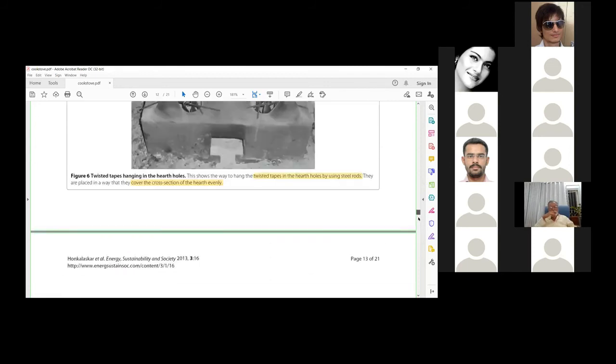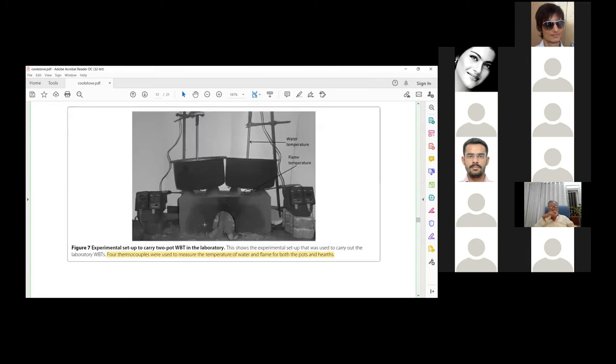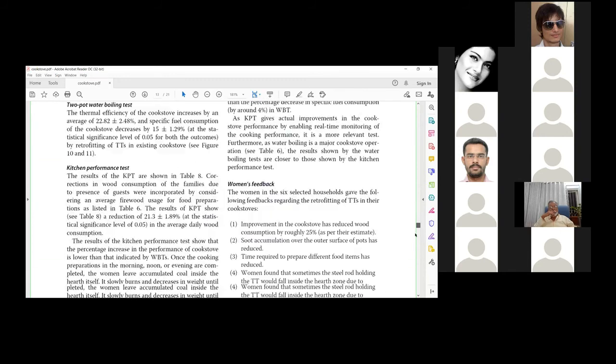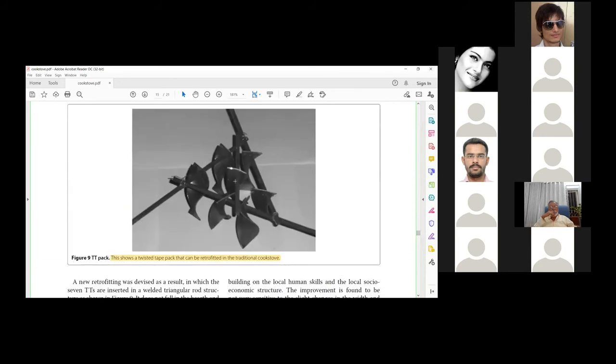And this is the experimental setup carried out for the water boiling test in the laboratory. Thermocouples are used to measure the temperature of the water and the temperature of the flame, for both pots and hearths. And this is the design. This was the twisted tape pack that can be retrofitted in the traditional cook stove.